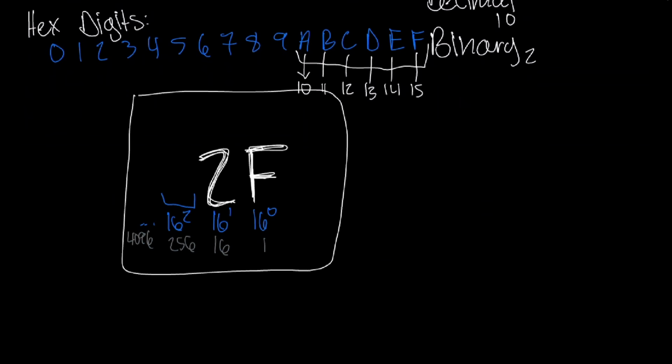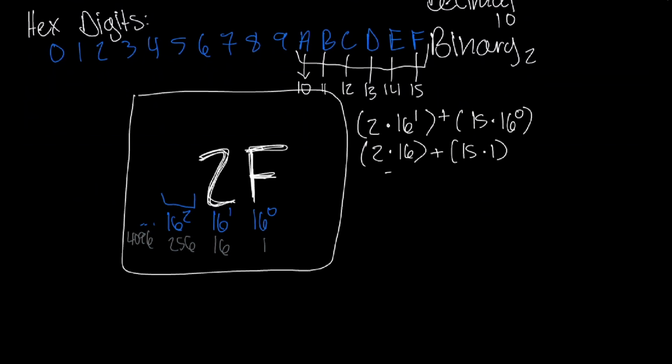So in this example that we have here, 2F, we have a 2 in the 16s place, which would be 2 times 16 to the 1, plus we have an F in the 1s place, or 16 to the 0. We know that F is actually 15, so we're going to do 15 times 16 to the 0, which we know is 1, but I'll just write it out. So writing the next line, it would just be 2 times 16 plus 15 times 1, which gives us 32 plus 15, or our value of 47.